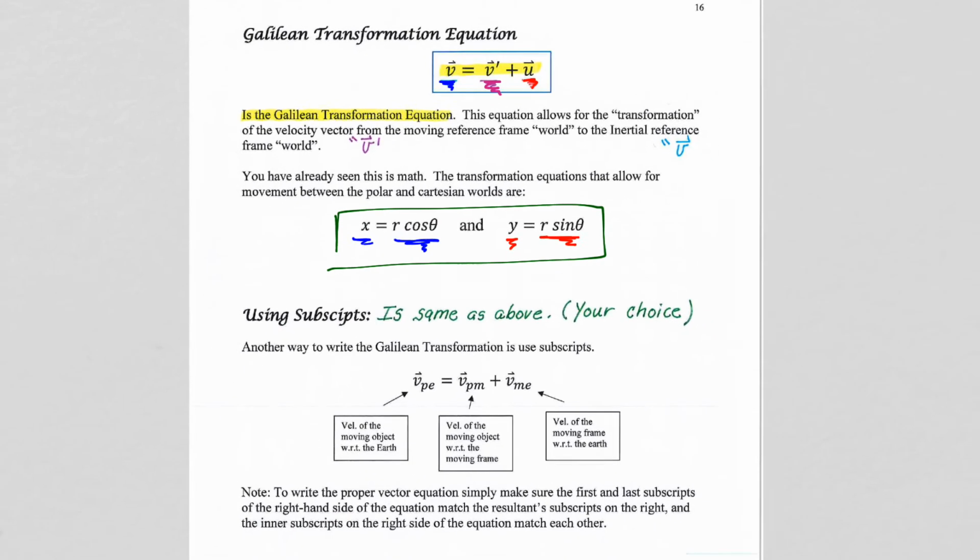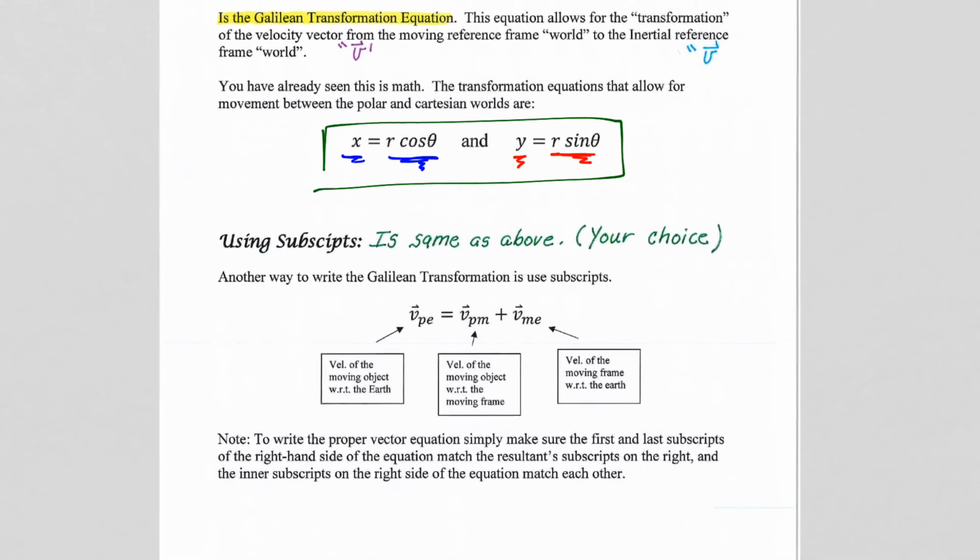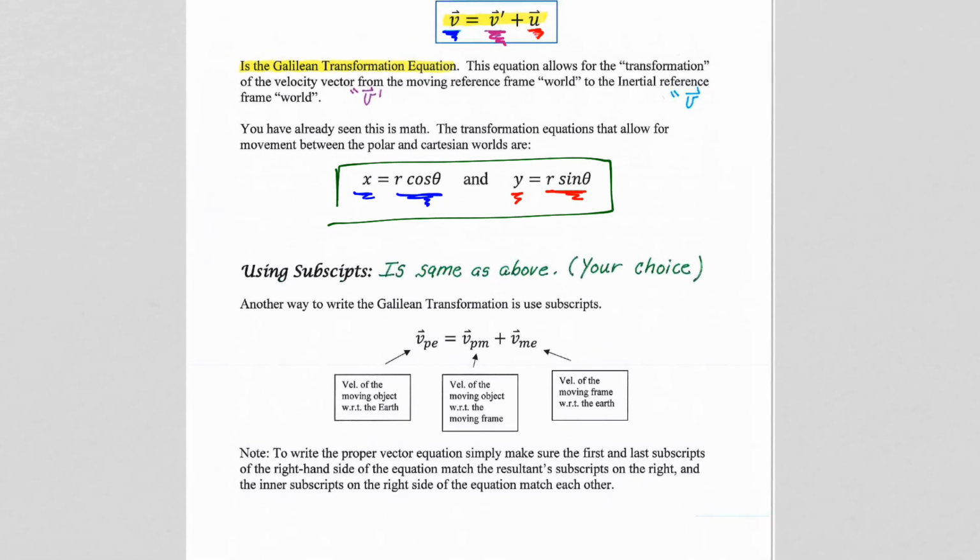Now, some textbooks will use subscripts. If you look at the subscripts here, and I'll leave this to you if you choose to use it, I use v equals v prime plus u. It is the notation for special relativity. That's Einstein's relativity, so those variables will be familiar to you if you study special relativity. But if you look at the notation that's down here, it absolutely is the same as above, so it's your choice.